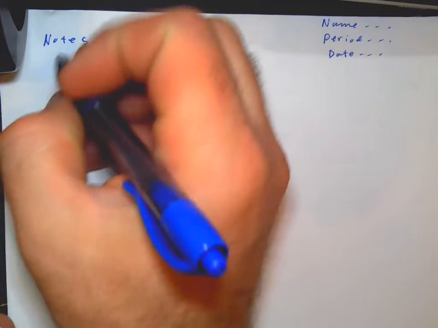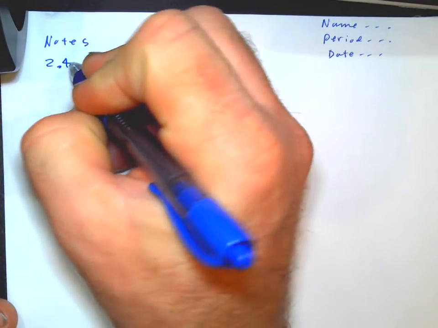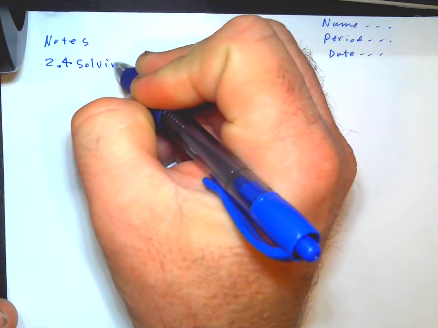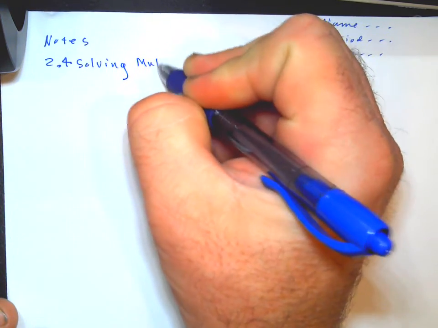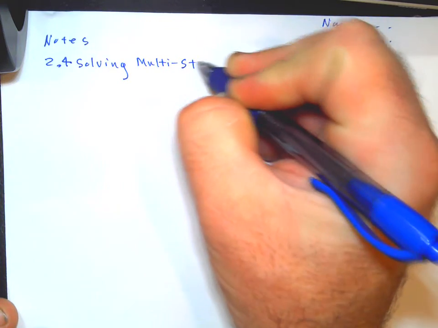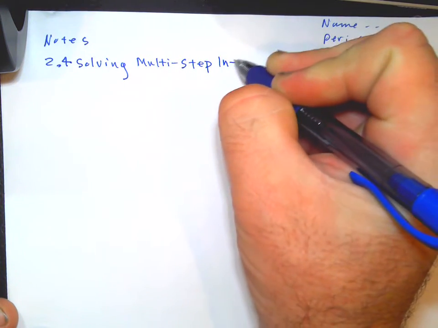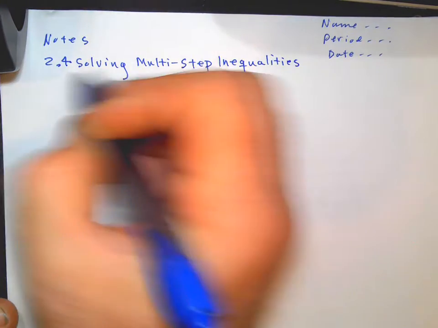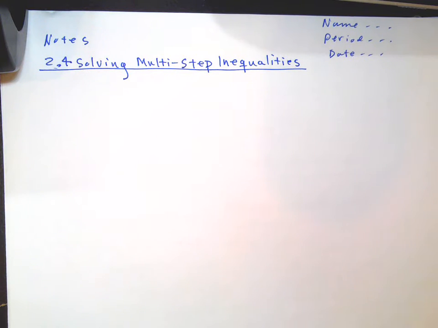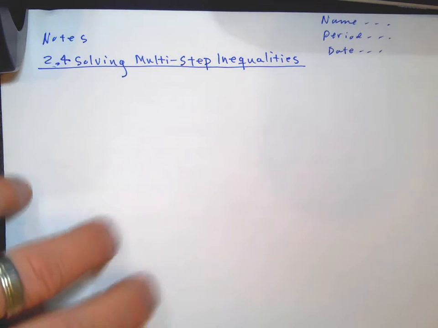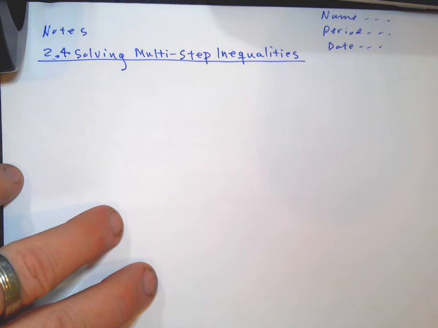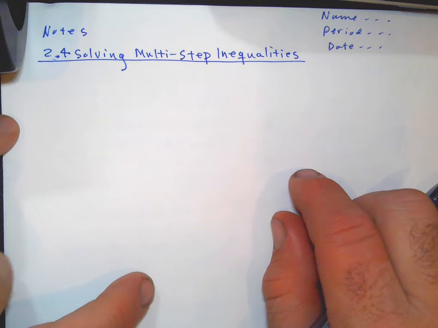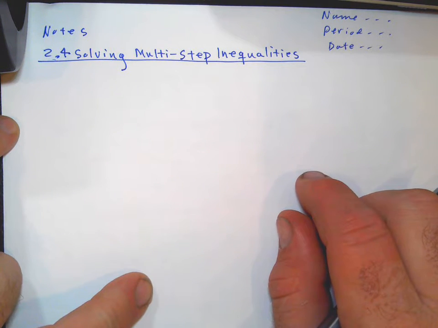So we're doing section 2.4 today, solving multi-step inequalities. Pause the video to catch up with what we're writing. Essentially we're combining what we've done in the last couple sections, or pretty much all the sections so far in this unit, into just a little more complicated problems, more than one step.